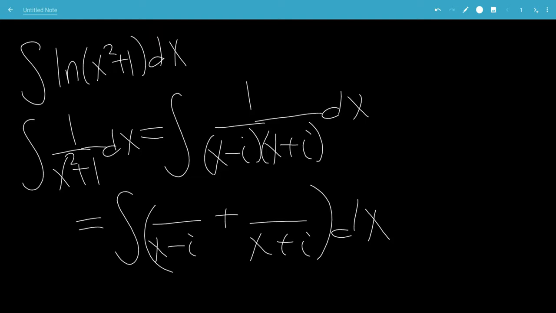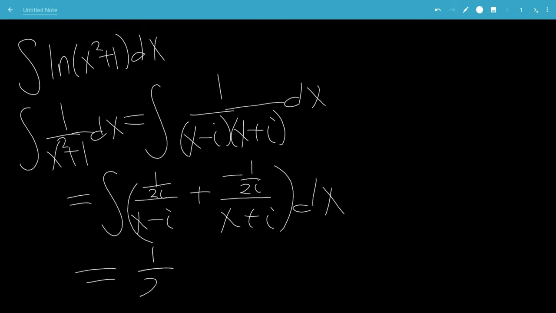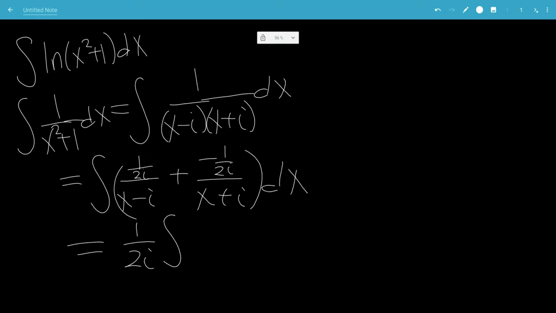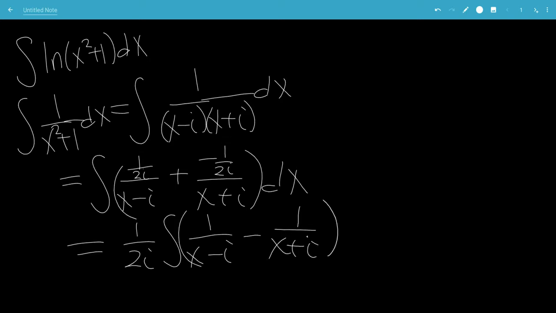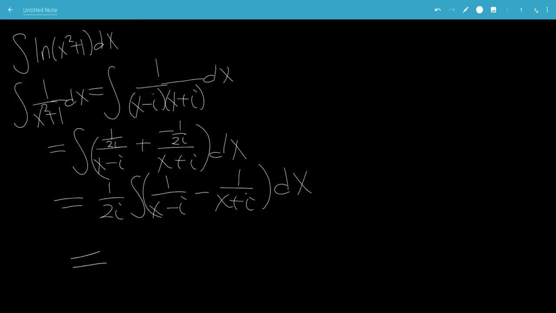So when we plug in x equals i, we're going to cover that term up, x minus i equals 0. We'll plug that in, so that would be 1 over i plus i, which is 1 over 2i. You can do the same thing here, and you get negative 1 over 2i. So this will be 1 over 2i times the integral of 1 over x minus i minus 1 over x plus i. So this will be 1 over 2i. You integrate each one, you get ln of something minus ln of something.